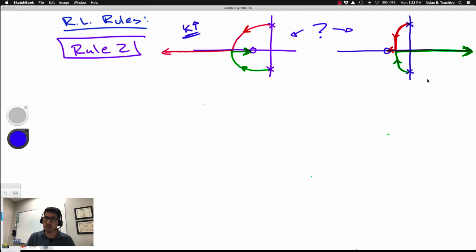However, there can only be one truly correct root locus. And the only way to answer that is to look at rule 2. Okay? Rule 2 is a little bit interesting here. So rule 2, let me just write it out here.